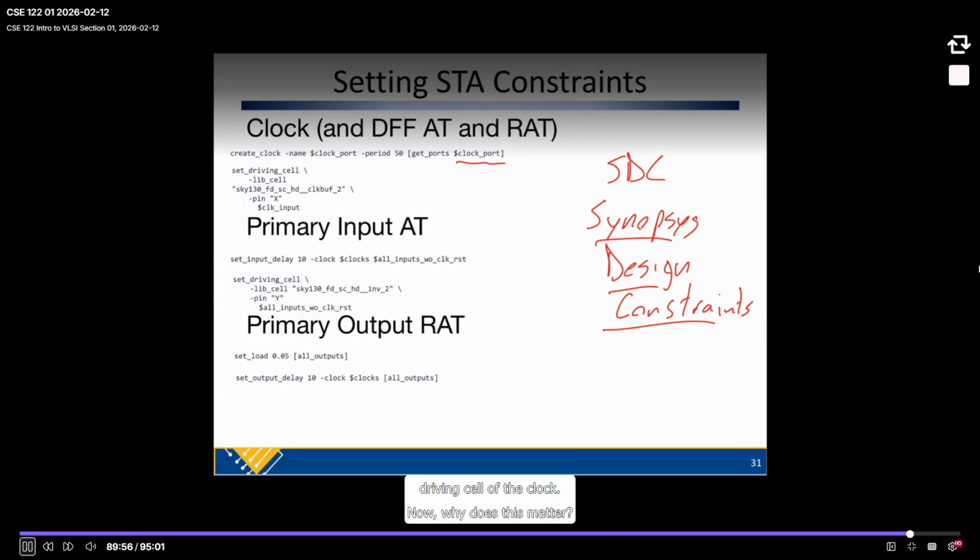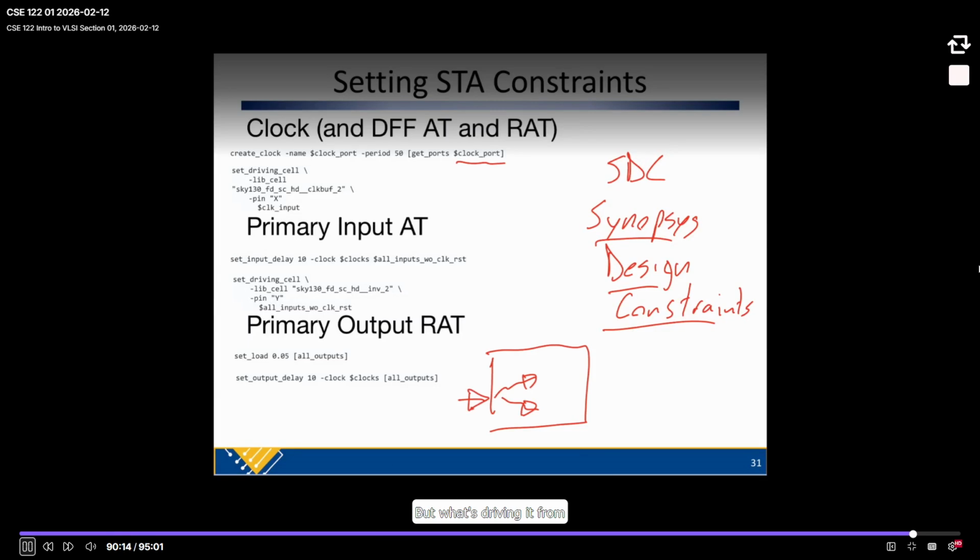There's also a command where you can set the driving cell of the clock. Now, why does this matter? Well, if I have a chip, and I have a pin coming in, what does my clock tree look like? There's going to be some buffers and stuff, but what's driving it from off chip? I'm saying there's something like a clock buffer size 2 from off chip. And if it has a big fan-out, it's going to have slew and all this sort of stuff. So you can set the input driving cell, which helps define that clock, especially the slew rate of the clock.